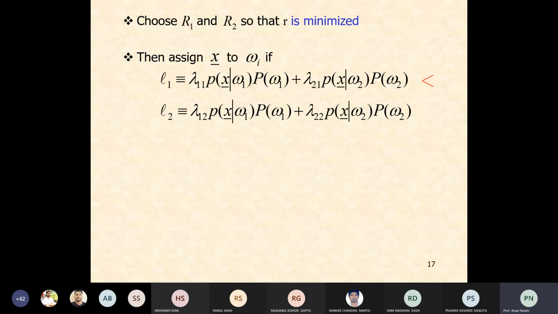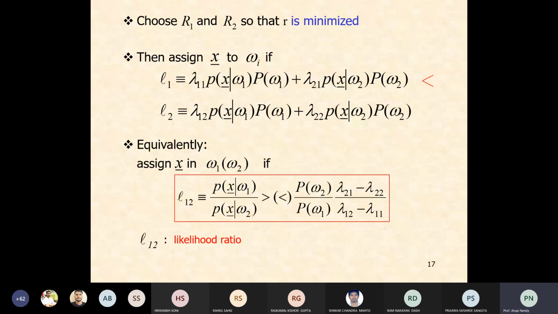Okay, now in the two class case, you could assign x to w1 if L1 is less than L2. If you just do the arrangement of the terms, what you are going to get is λ21 minus λ22. Actually, here a step is skipped. I'm just explaining to you. You just do the arrangement.